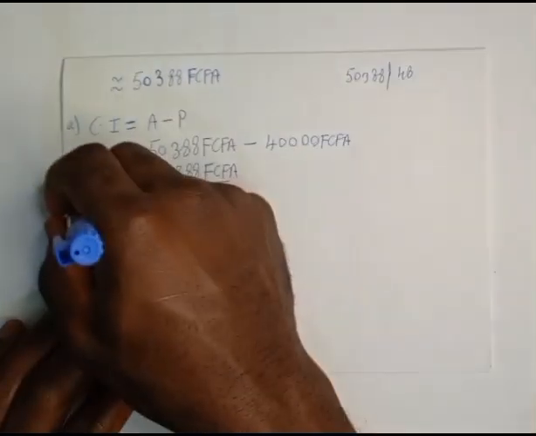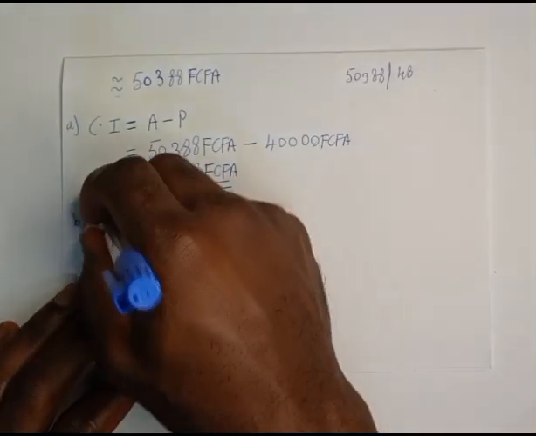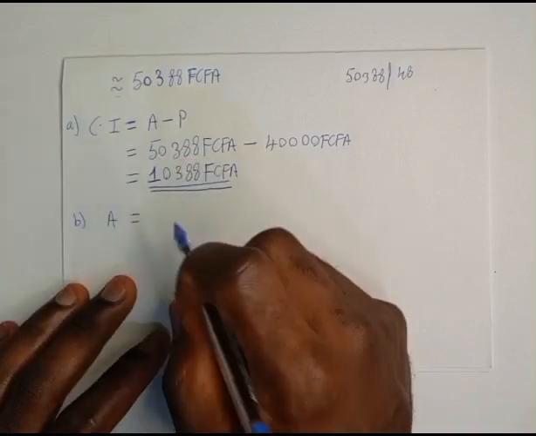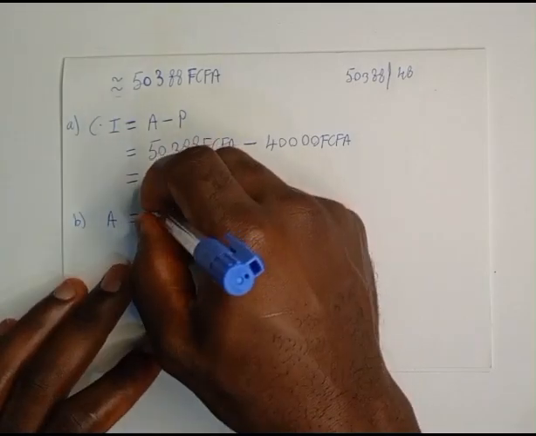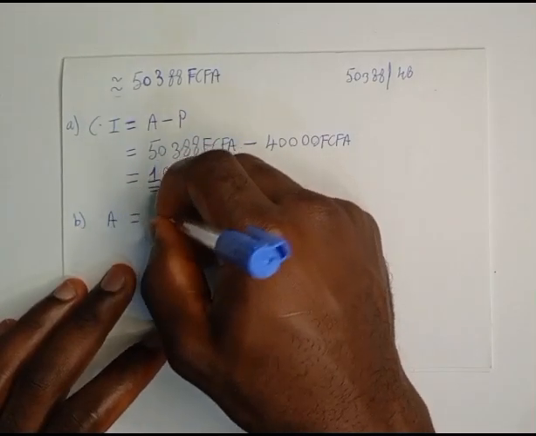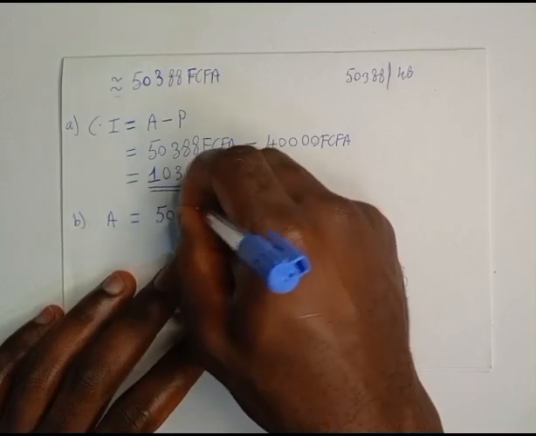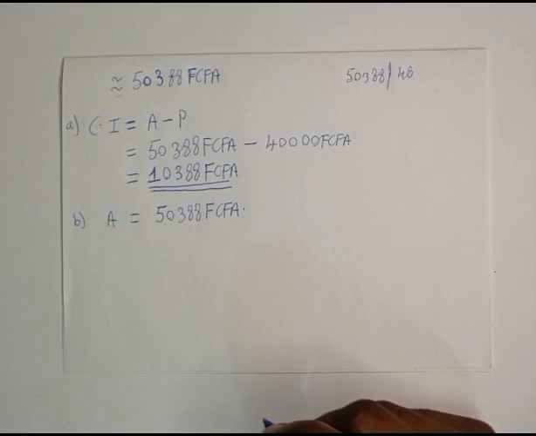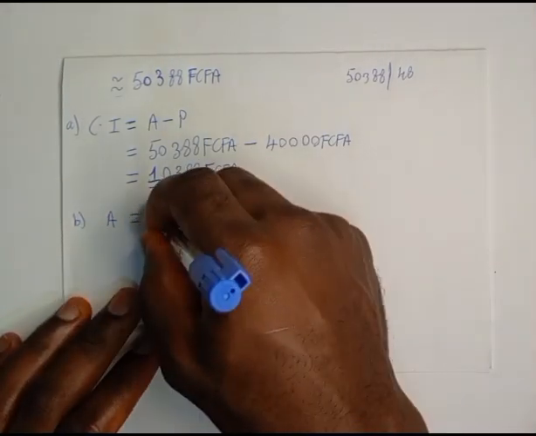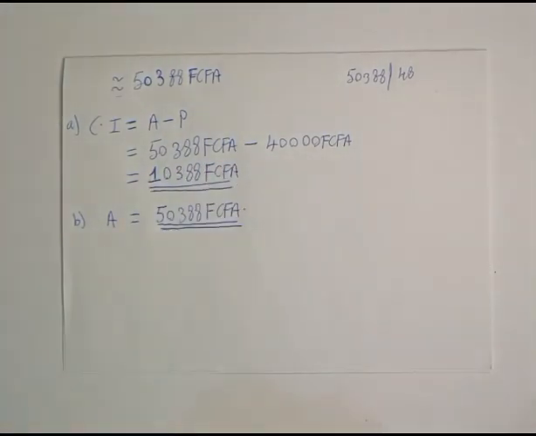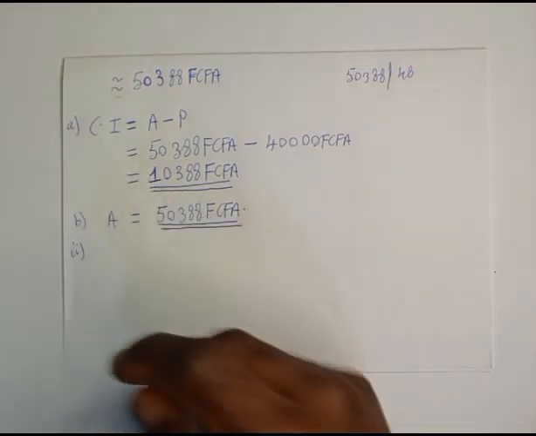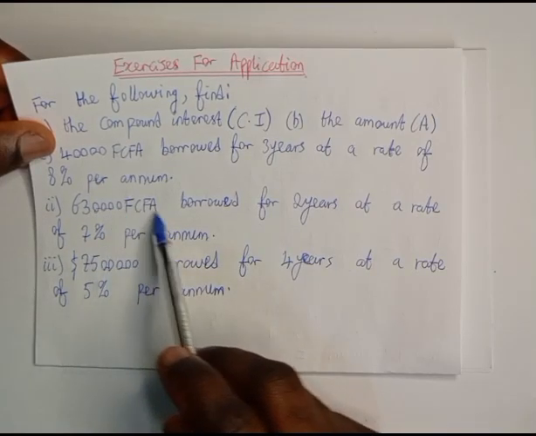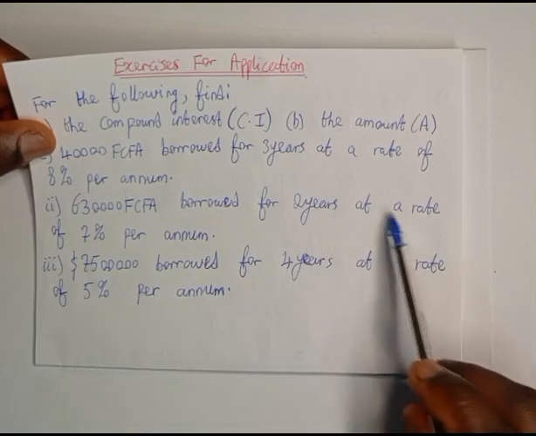For B, we are asked to give the amount. The amount is simply what we calculated above, which is 50,388 francs CFA. Underline the answer. Then we move now to question 2I. 630,000 francs CFA borrowed for 2 years at a rate of 7% per annum.